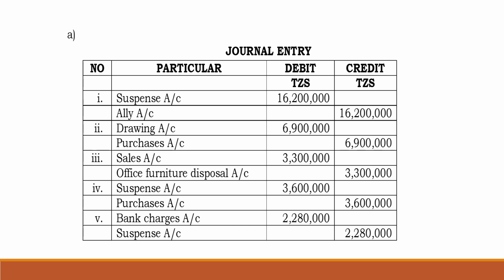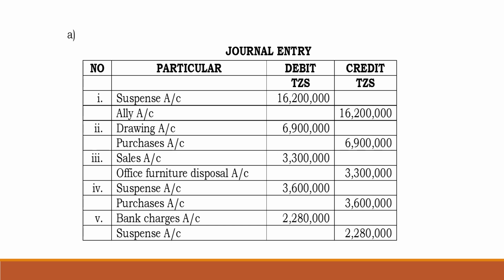Number 3, these were sales of office furniture that went to the sales account. So we want to reduce the amount on sales. As you know, the sales account has the nature of a credit balance. So when we debit the sales account, it means that we are going to reduce the amount on the sales account. So we debit sales account, that is to reduce the amount on sales. Therefore, we credit office furniture disposal.